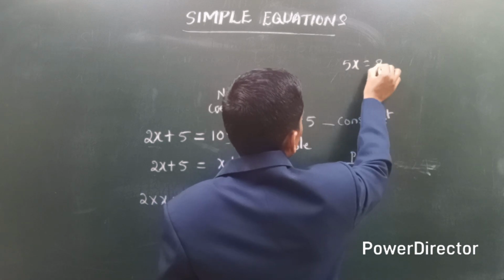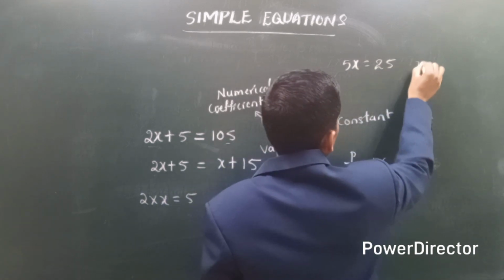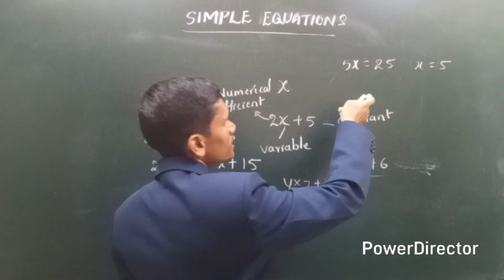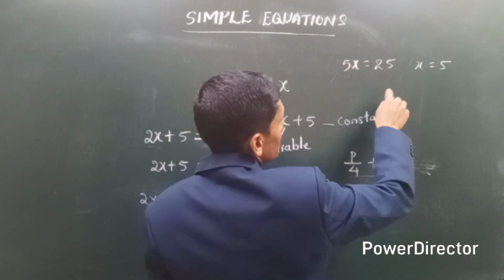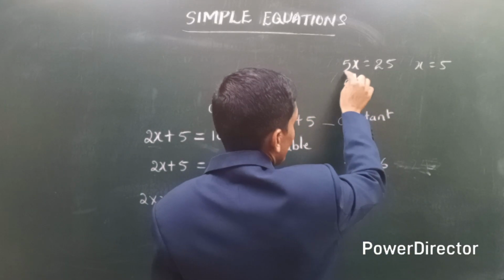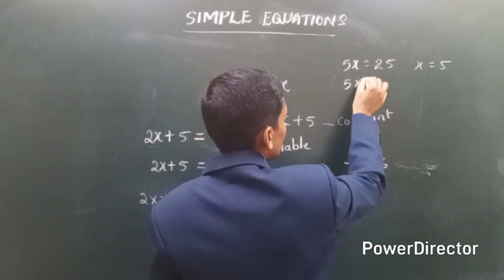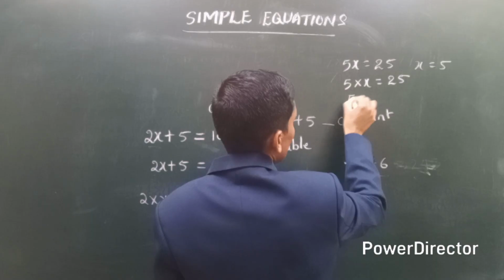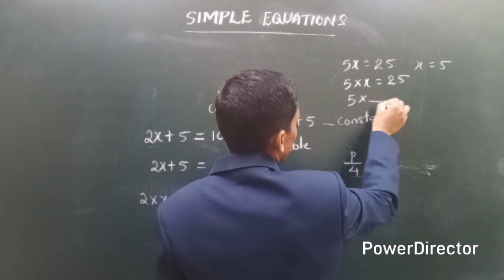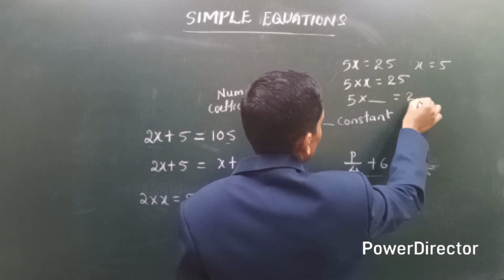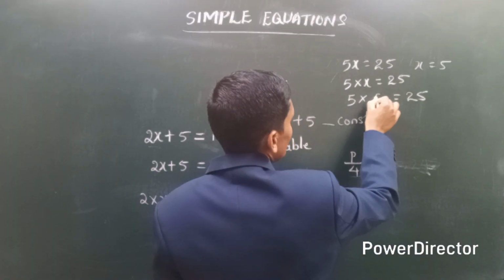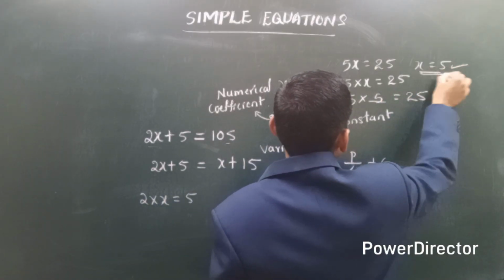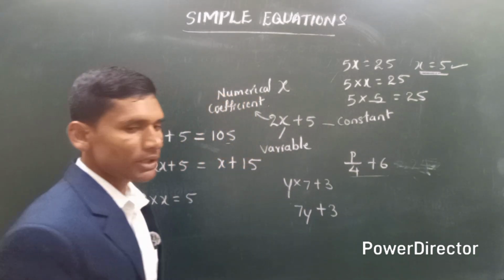5x is equal to 25. The value of x is equal to 5. You check whether it is right or wrong. How do you check this? 5x means 5 into x, right? 5 into x is 5x, so it is 25. Now 5 into what will you multiply to get 25? 5 fives are 25, means x is equal to 5. It is the right value. This is how you need to verify.